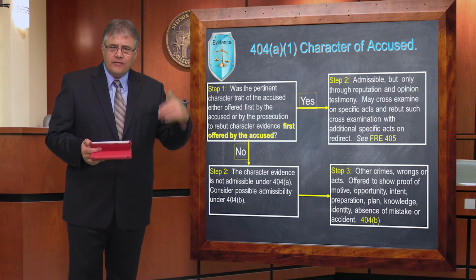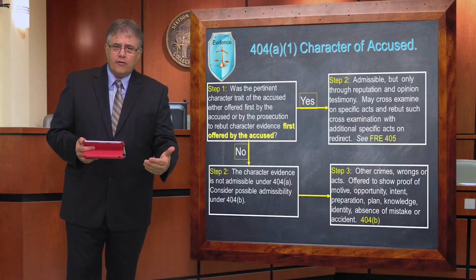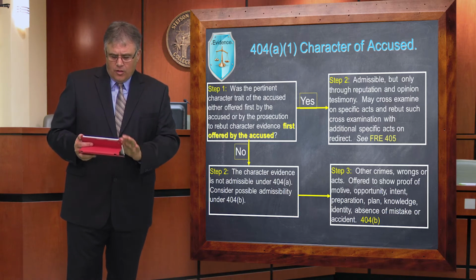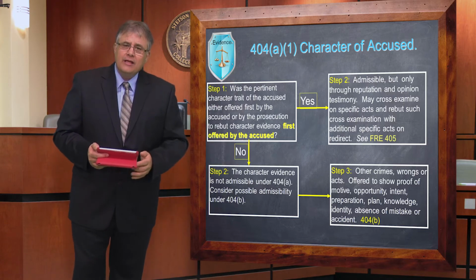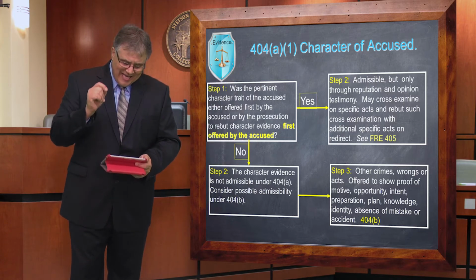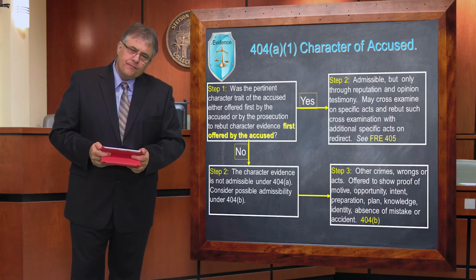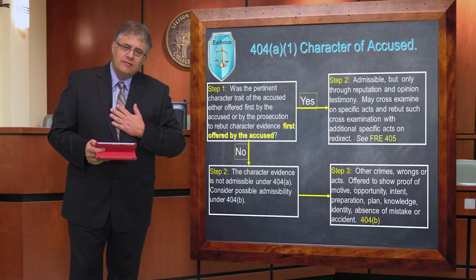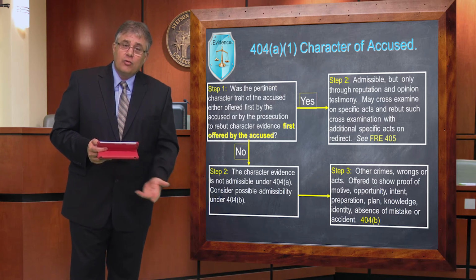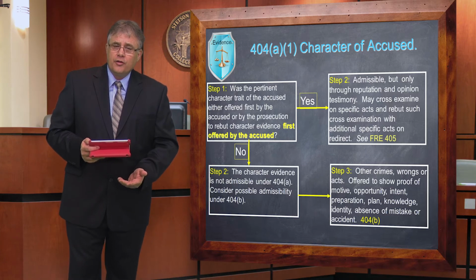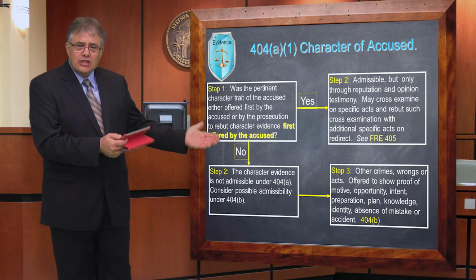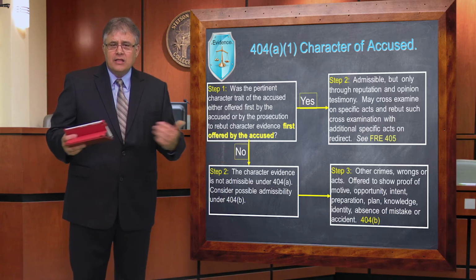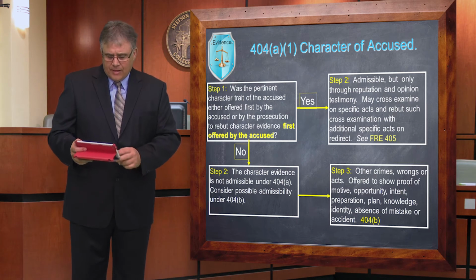So that's the first step. I ask myself if it's a pertinent character trait and did the accused offer it. Most of the time, though, that's not the case. And when that's not the case, then the character trait is not admissible. If I'm the state, I've got to consider trying to get it in through a 404B door. Other crimes, wrongs, or acts offered for a non-character theory of relevancy. But I can't offer it to say that because the accused was a bad person in the past, it's more likely that he did it this time.